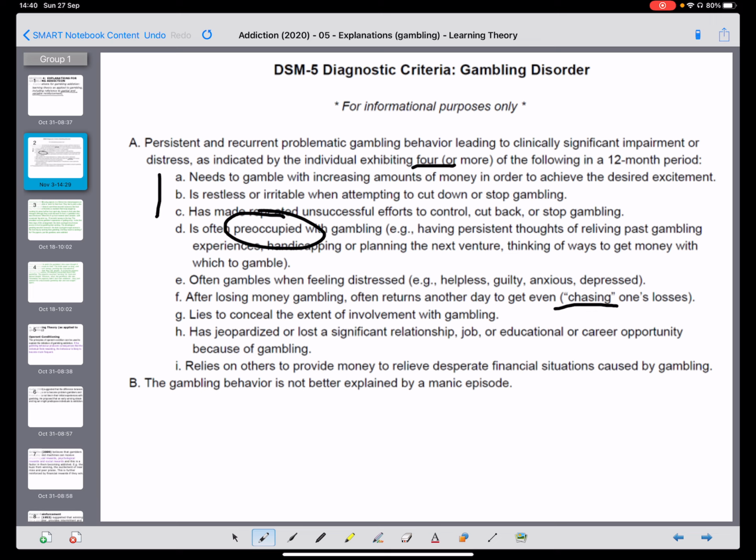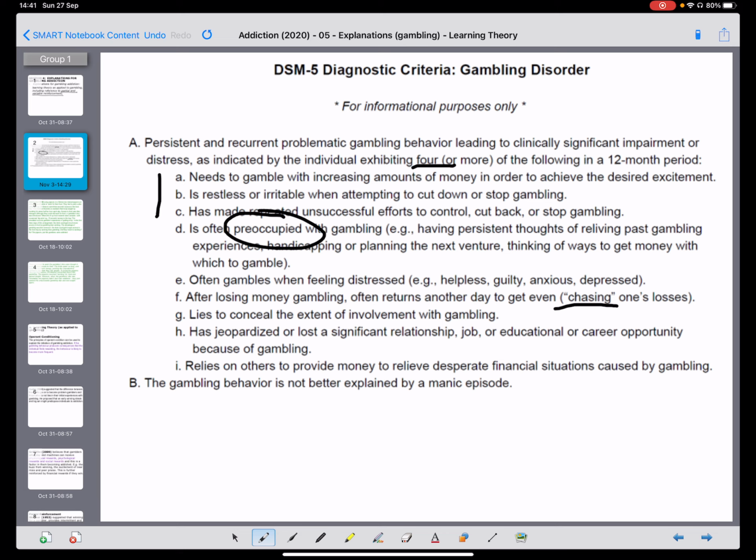But ultimately, if we look at point H there, it says has jeopardized or lost significant relationships, job or educational or career opportunities. So this is quite serious if you're prepared to put your family and or career opportunities at risk just in order to perpetuate a gambling addiction in this particular case.